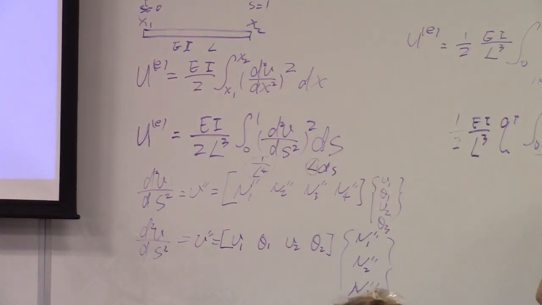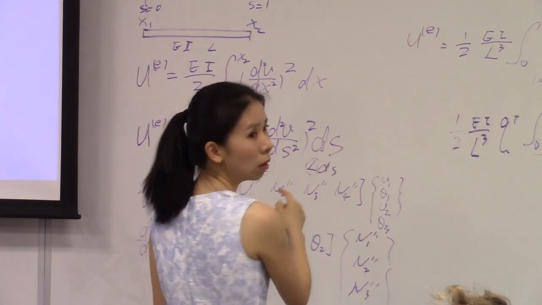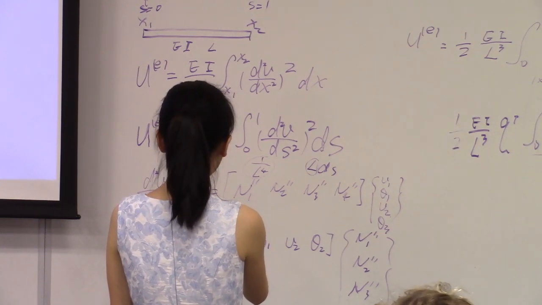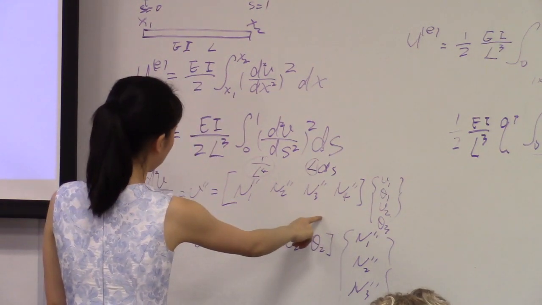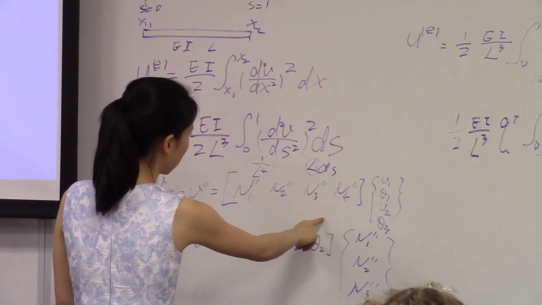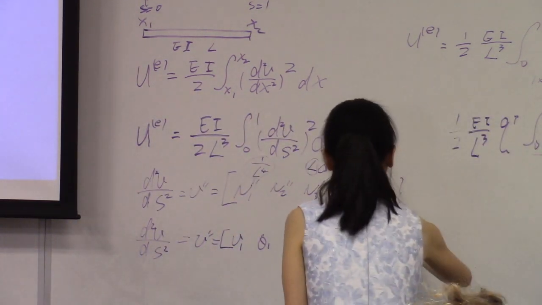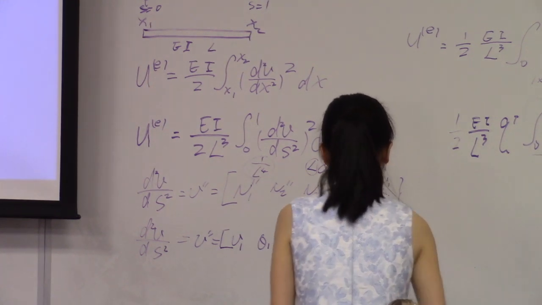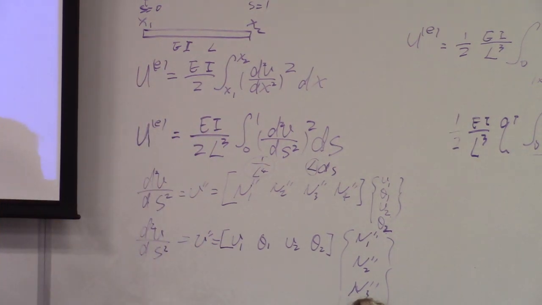Just to double check, for the direct equation, is it supposed to be beta 2? It's like U1, beta 1, U2, beta 3 for the direct equation. The third equation, this one? On the last, is it supposed to be theta 2 instead of theta 3? Oh, sorry. Thank you. Theta 2. Yeah. Any other question?